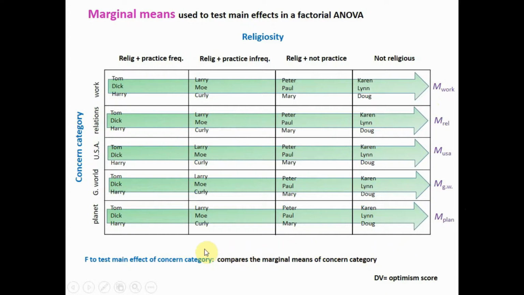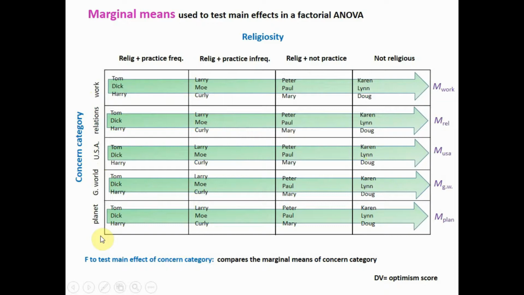Now, just in case I missed doing this, because I do recall telling you, religiosity, remember, is between subjects. That means there are different people in each group, right? So practice religious and practice frequently, Tom, Dick, and Harry, but we have a whole different set of people in this group, and then an entirely different set of people in that group, and so on. And concern category is within subjects, because if you look at who participated in the work condition, it's everybody, and everybody is tested under the relationship category, and once again, everybody's tested under USA, etc. So the same people are tested in each level of this factor. And now I think I did explain that to you, but it doesn't hurt to repeat it.